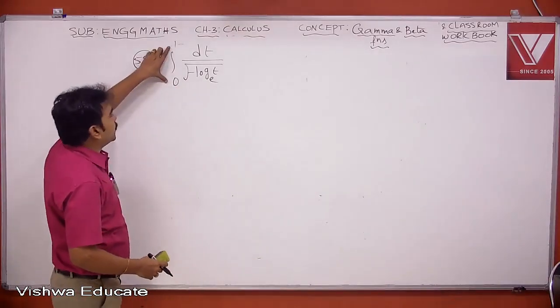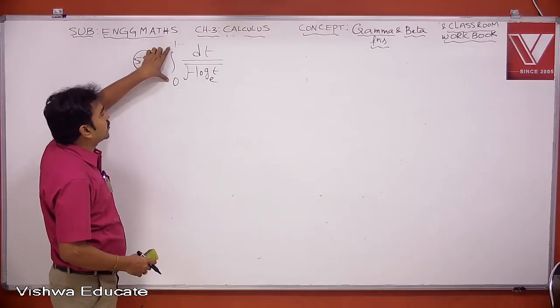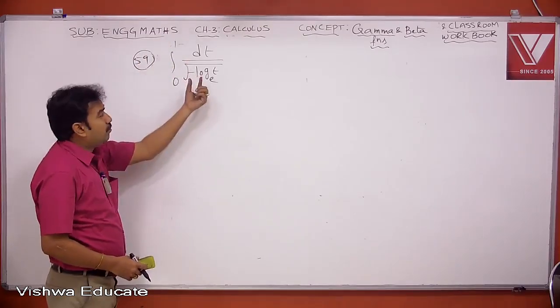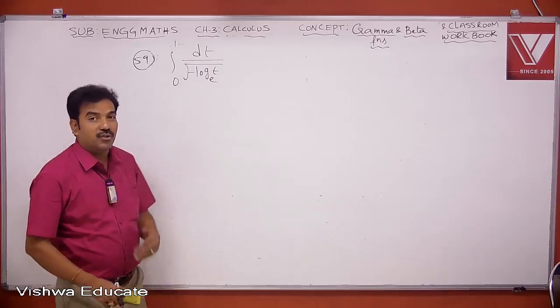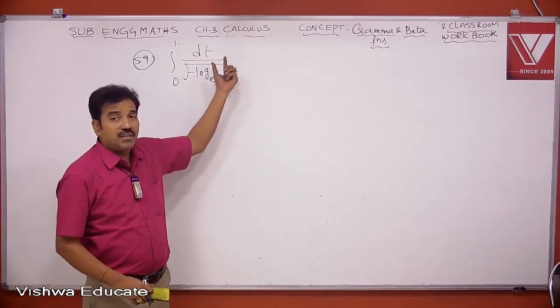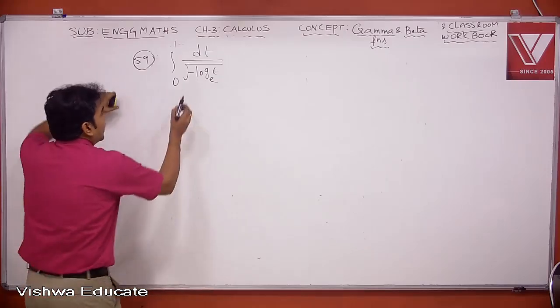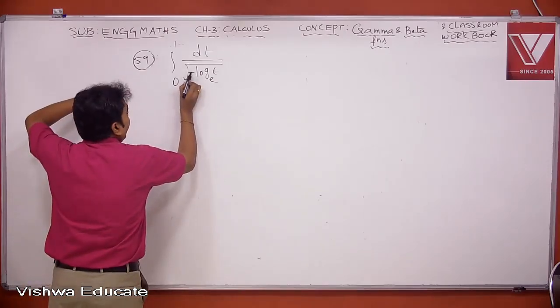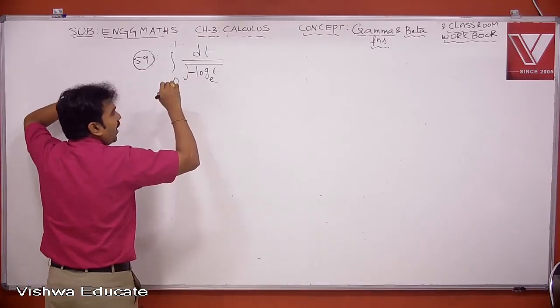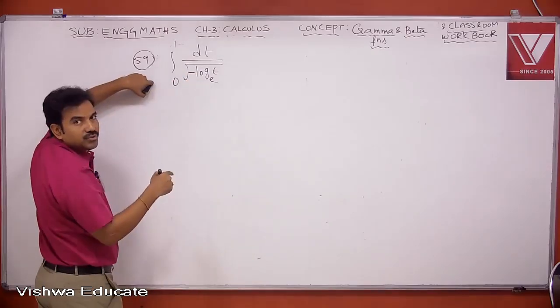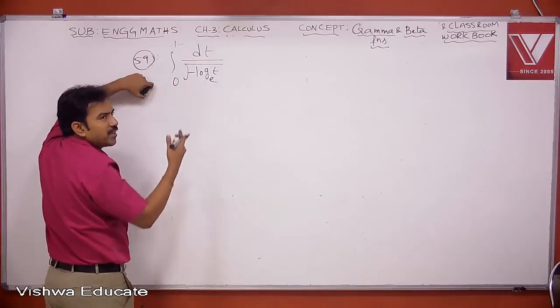Limits are ranging from 0 to 1. So when generally limits are ranging from 0 to 1, we expect beta function. But in the beta function, you should have powers of x only. Here variable is t, so you must have powers of t. But here log functions are there. So inside our square root, we have a minus symbol. So when you have minus inside square root, you get complex roots. But we are not handling complex integrals.